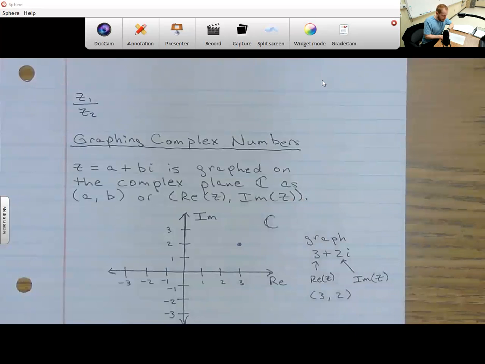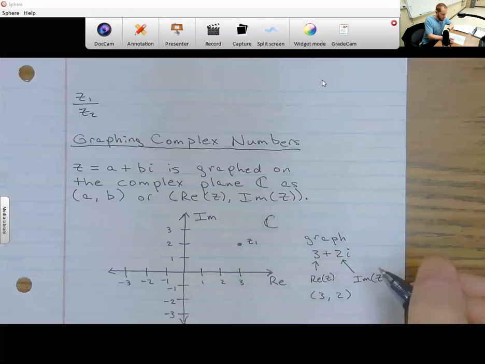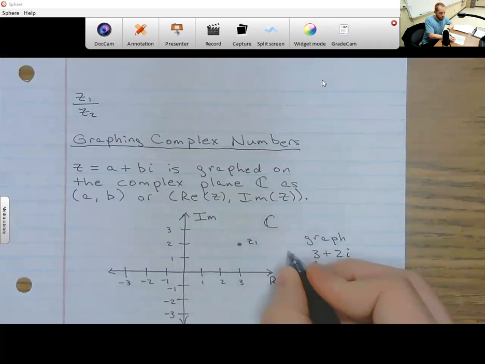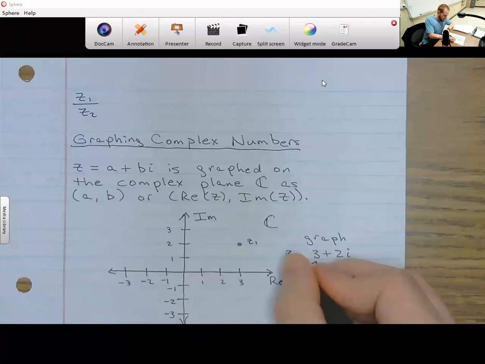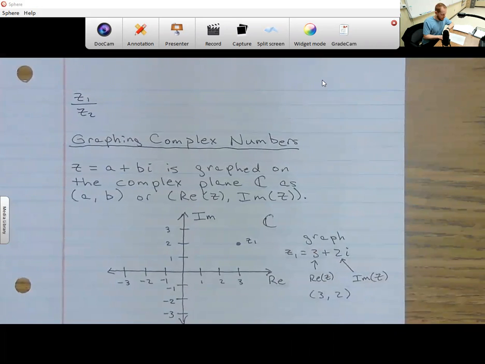And I'm going to label this point as Z1, because I'm going to say Z1 is equal to 3 plus 2i. Okay? So that's how we graph complex numbers. And you could leave it like that. Another way that I've seen it done is you can actually draw an arrow from the origin to the point.